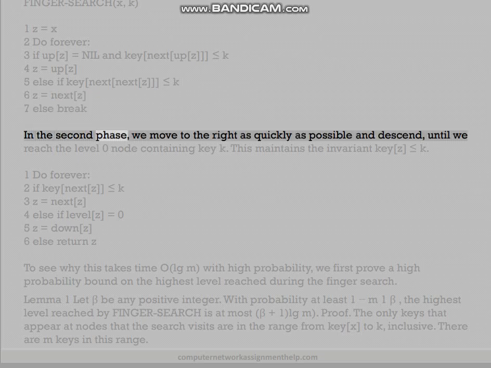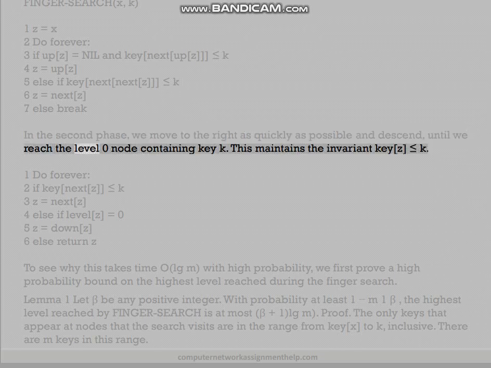In the second phase, we move to the right as quickly as possible and descend until we reach the level 0 node containing key k. This maintains the invariant key[z] less than or equal to k. 1 do forever. 2 if key[next[z]] is less than or equal to k, 3 z equals next[z]. 4 else if level[z] is not 0, 5 z equals down[z]. 6 else return z.